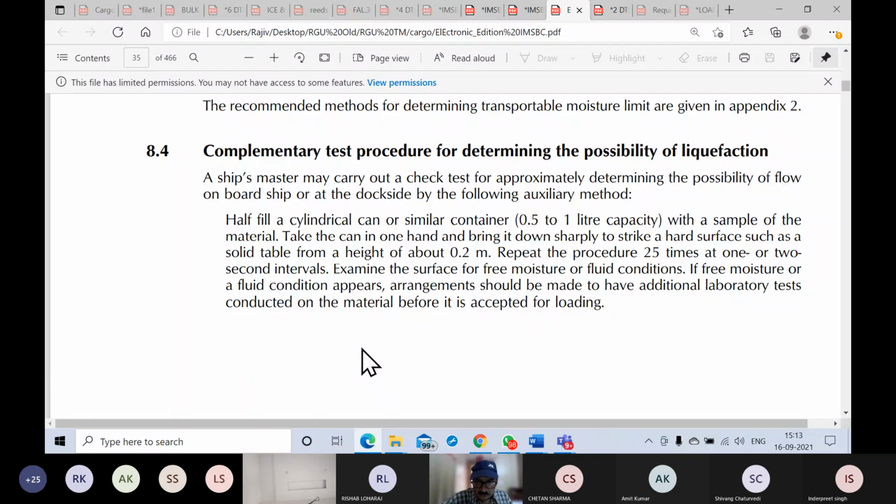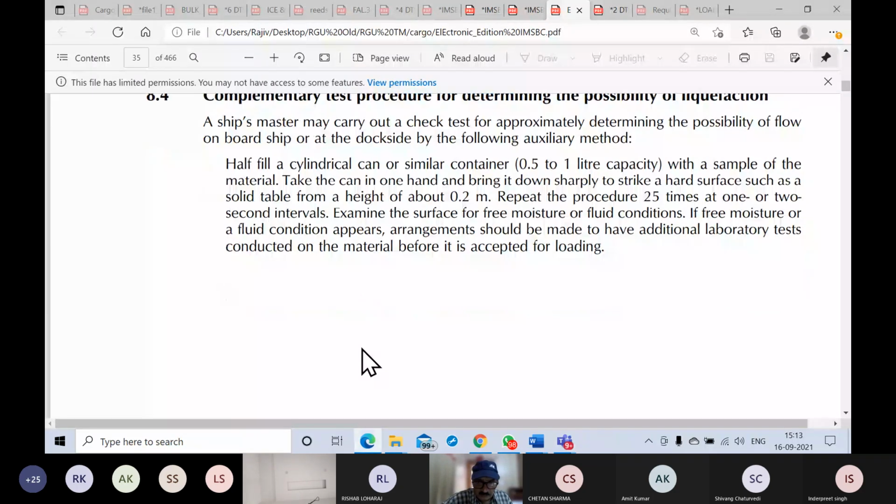After you have done this for about 20 times, examine to see if any free moisture or fluid condition has developed. This is a simulation of a cargo which can liquefy during the ship's motion. If any free moisture or fluid condition appears, this clearly indicates that the cargo is susceptible to liquefaction. Additional measures or laboratory tests have to be undertaken before it is accepted for loading.